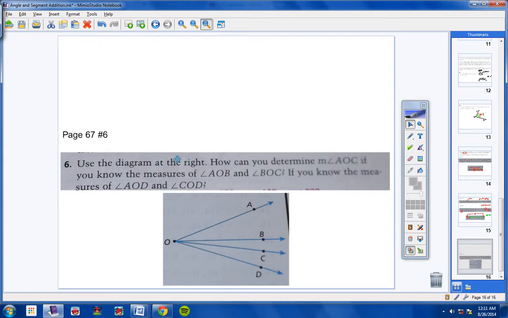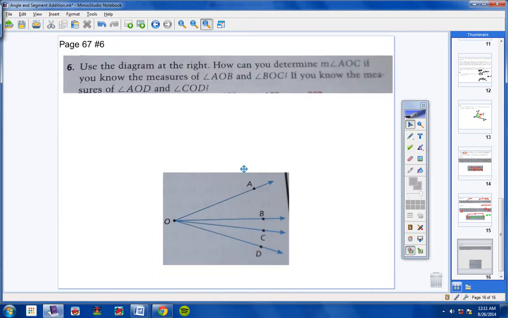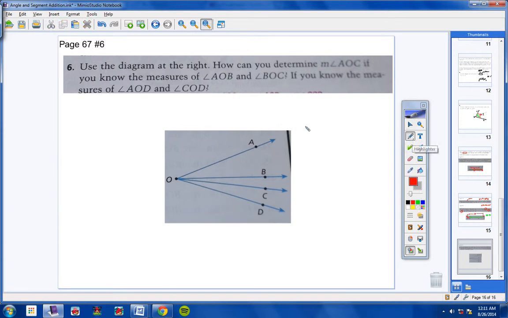And then last but not least in your notes, let's take a look at page 76, number 6, okay? And then we'll be finished for the class period. Let's see. How can you determine the measure of angle AOC? Now here's AOC. Look at it carefully. Here's A, O, and then C, okay? How can you find the measurement of AOC if you know the measure of AOB, which is this little angle right here, I'll put a dot, and BOC, which is this little angle right here, I'll put a dot.